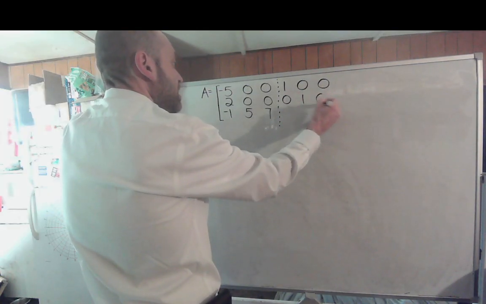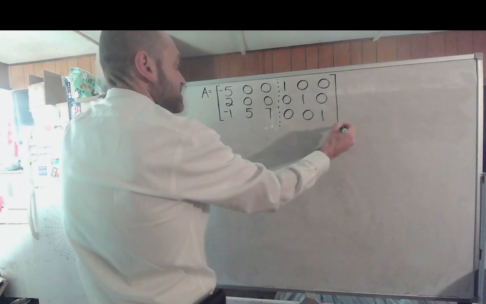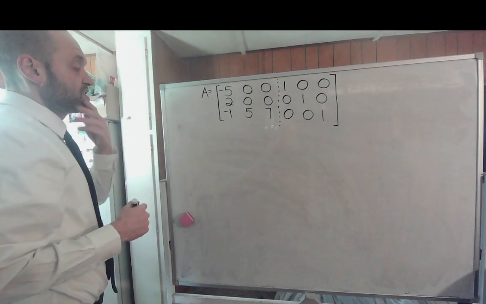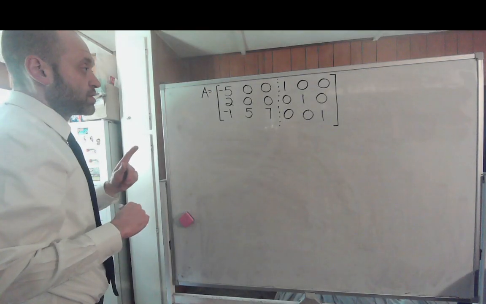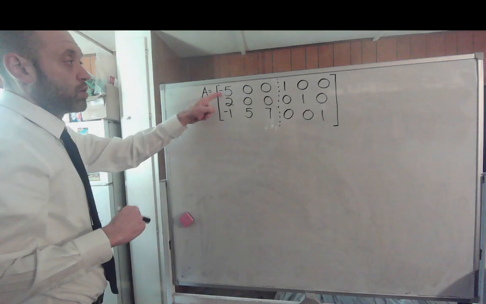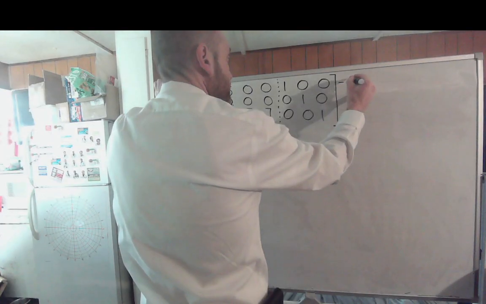to the right of the augmented line, just to lay the stage. Now, I'm going to suggest to start with, we take negative 1/5 of row 1 to get that leading digit to be a 1. We'll deal with everything else in a minute.